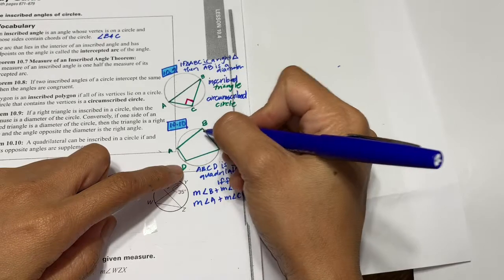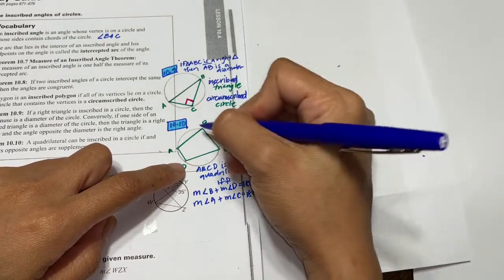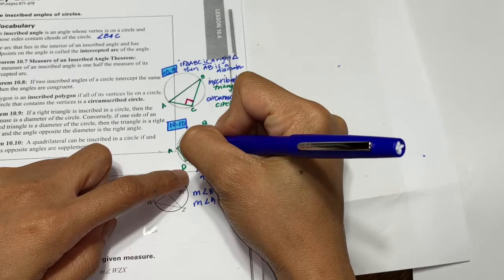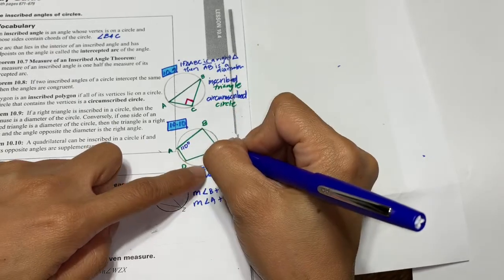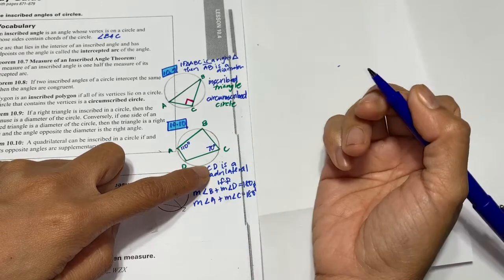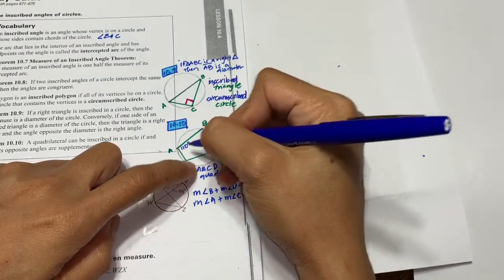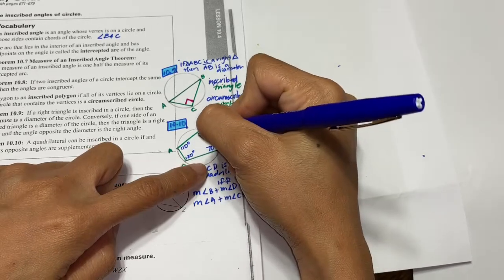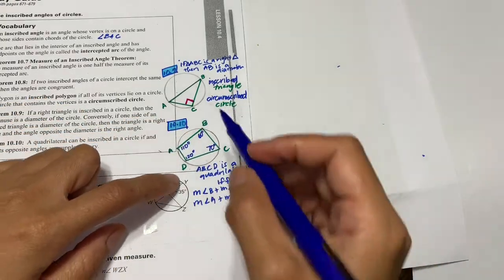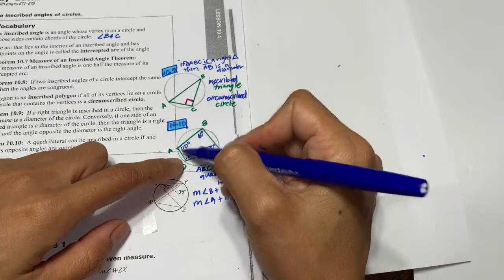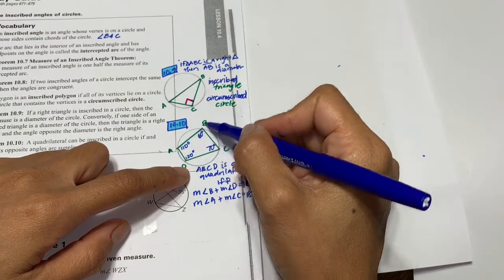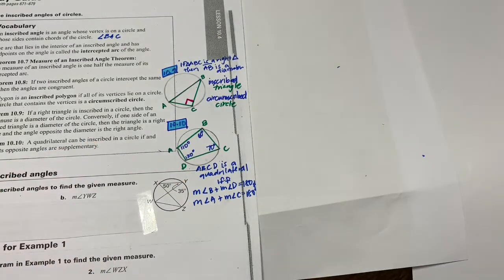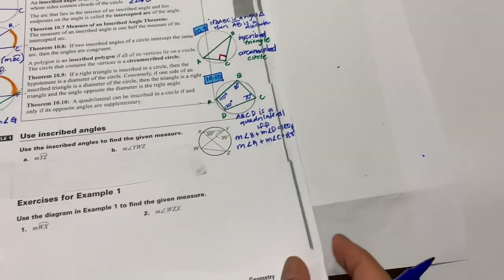So let's just make up an example here. Let's say this is 110. If that's 110, this has to be 70 degrees. Okay, I'm making it up. If this is 120 degrees, that has to be 60 degrees here. So you can only inscribe a quadrilateral if the opposite angles are supplementary. Okay, those are your 4 rules for 10.4. So let's practice.